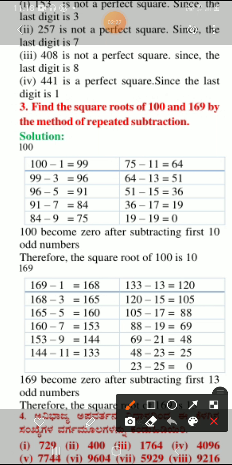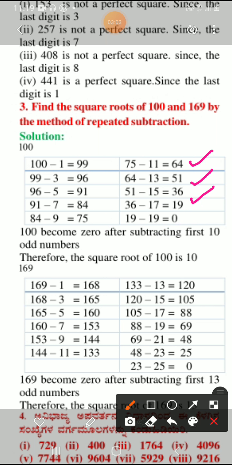After 9 it comes 11. So 75 minus 11 is 64. After 11, the next odd number is 13, so 64 minus 13 is 51. After 13, 15 is the next odd number, so 51 minus 15 is 36. Then 36 minus 17 is 19. After 17 comes 19, so 19 minus 19 is 0, right?